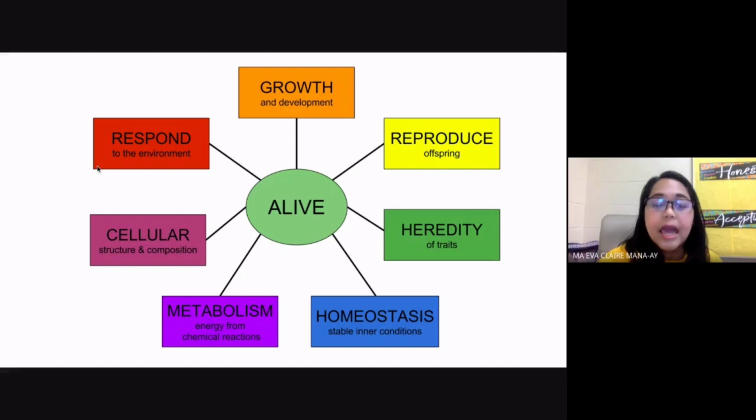For example, today it's very cold. So another type of response that we have is we wear thick clothes, or we layer up our clothes.